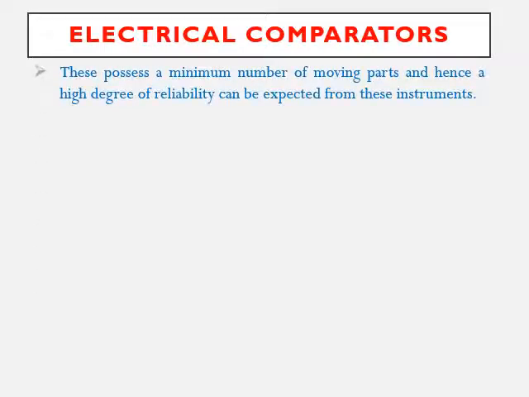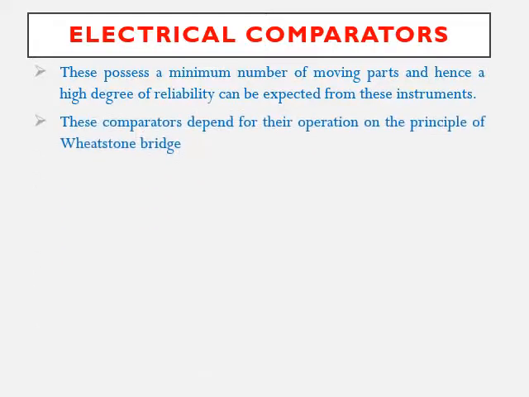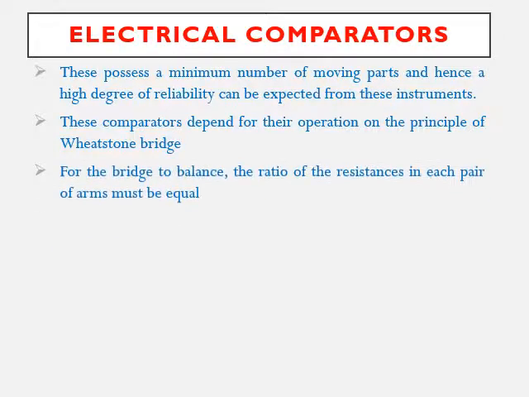Next to these optical comparators are electrical and electronic comparators. They possess a minimum number of moving parts, and hence a high degree of reliability can be expected from these kinds of instruments. Generally, this type of comparator works on the principle of the Wheatstone bridge.